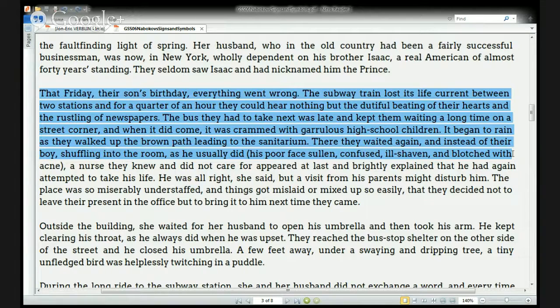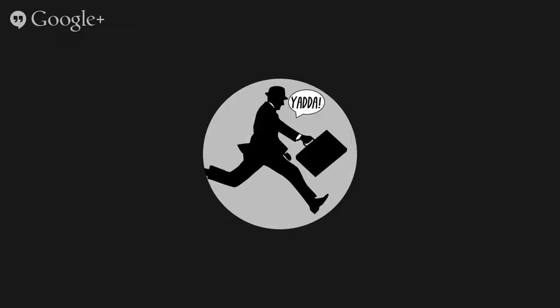A nurse they knew and did not care for appeared at last and brightly explained that he had again attempted to take his life. He was all right, she said, but a visit from his parents might disturb him. The place was so miserably understaffed and things got mislaid or mixed up so easily that they decided not to leave the present in the office but to bring it to him next time they came.